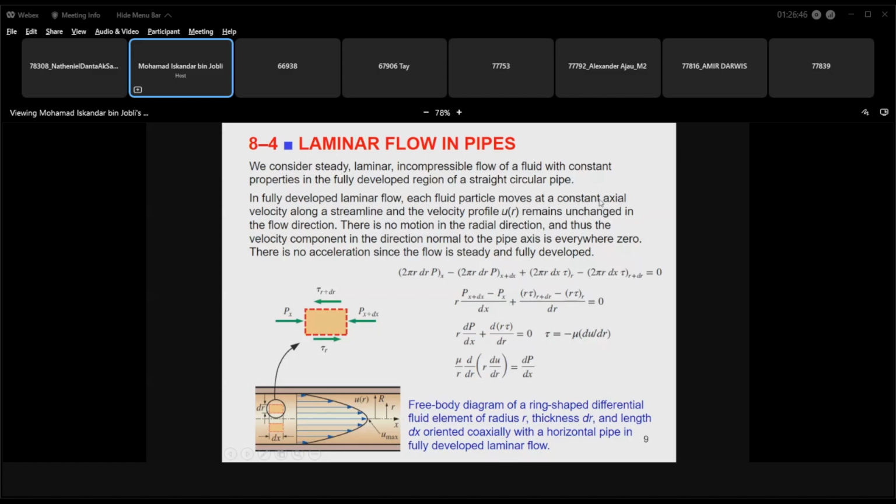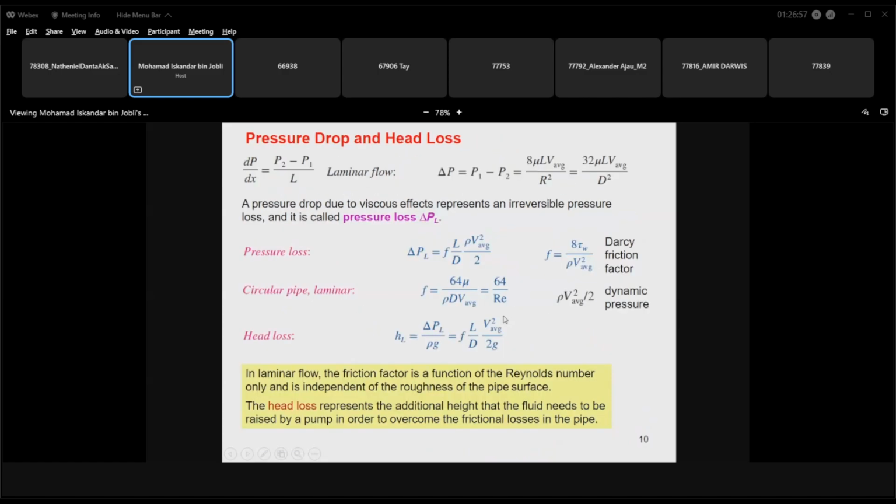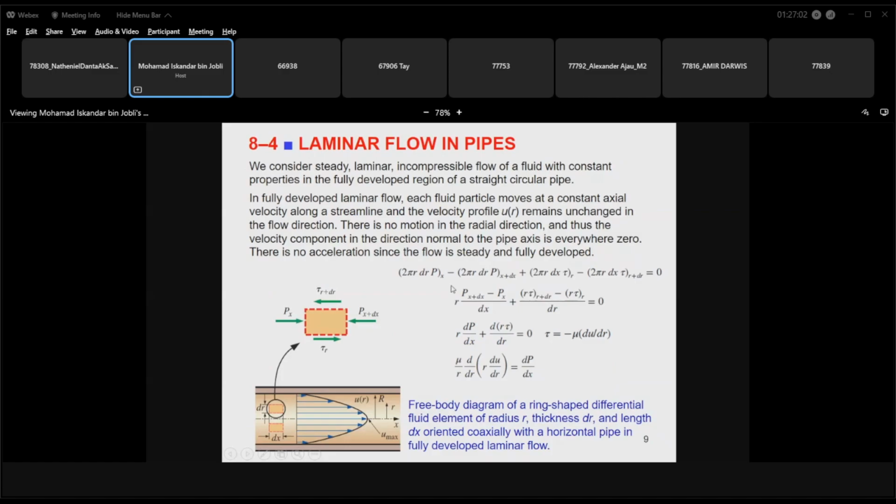Each fluid particle moves at a constant axial velocity along a streamline. The velocity remains unchanged in the flow direction. To develop this diagram, they actually end up with this. This is what I want. They are actually developing the pressure.